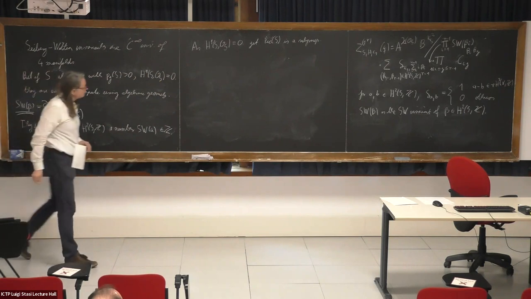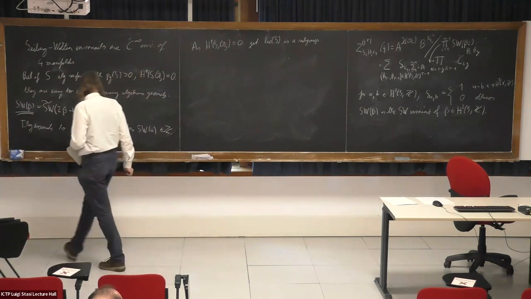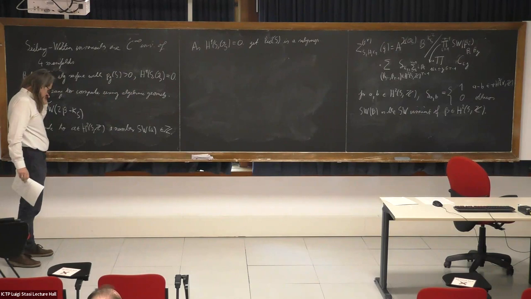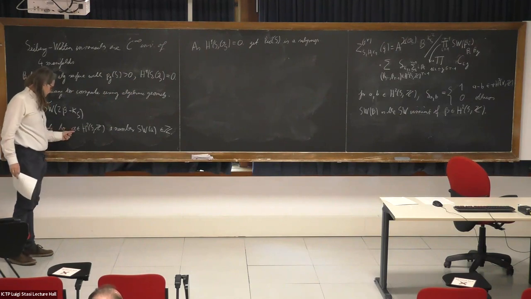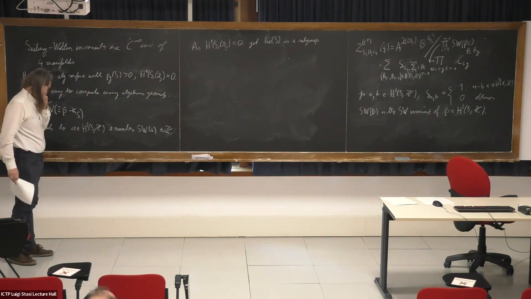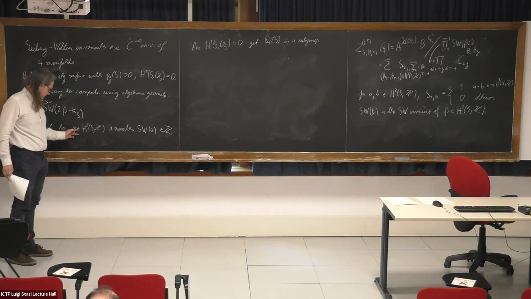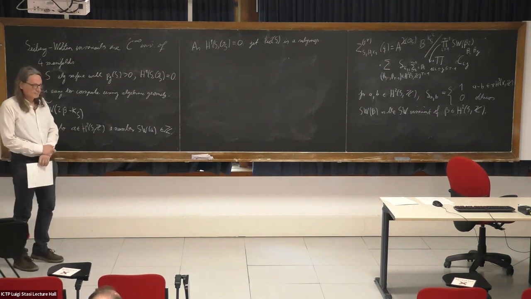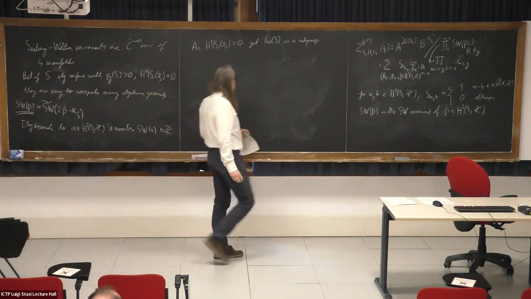Okay. Yeah, so in this particular case, in order for these invariants to be non-zero, we need that this class is of type (1,1). So this would be a subgroup.